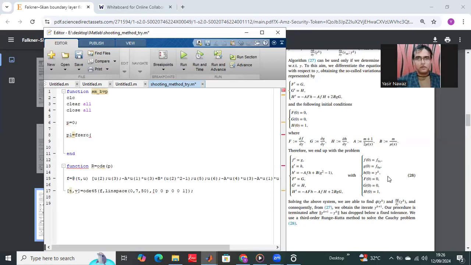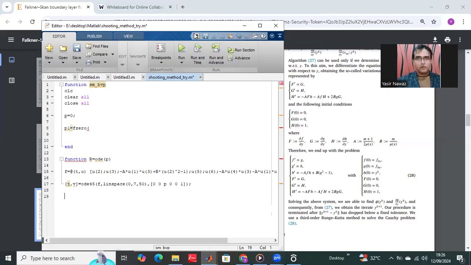Now what will I do here? The boundary condition is given. I will use the boundary condition to find the value of the unknown initial condition. So the boundary condition is the third boundary condition, F prime of infinity. In numerical computation, infinity is considered as some numerical value like 5, 10, 15, 20.